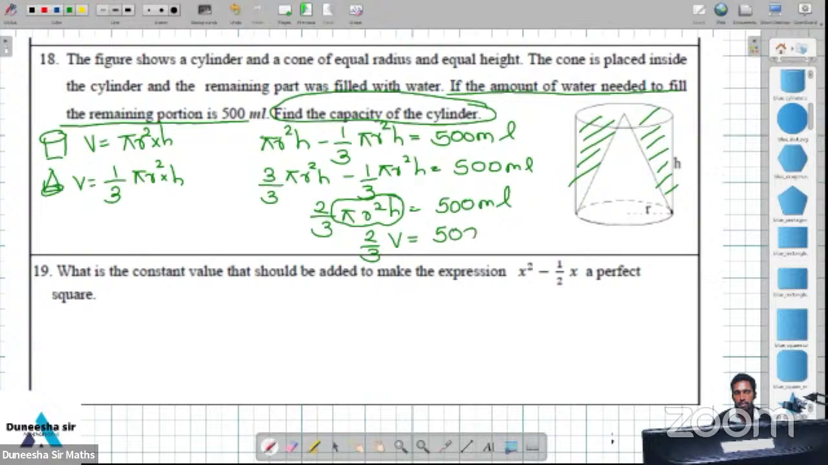Okay, 500 milliliters. We get as a subject 500 multiplied by 3 divided by 2. How much? 750 milliliters is the capacity of the cylinder. Okay, can you write it? එක තේරුණාද? ඉනුරි? තේරුණා සර්.